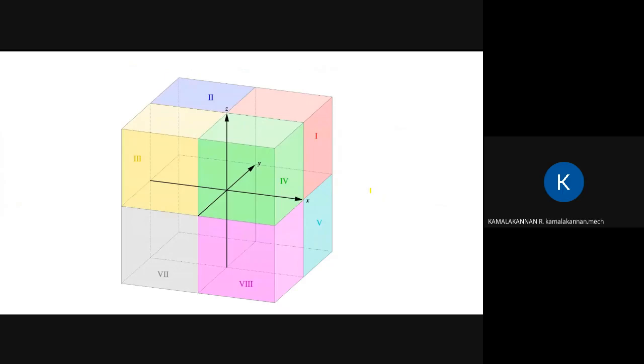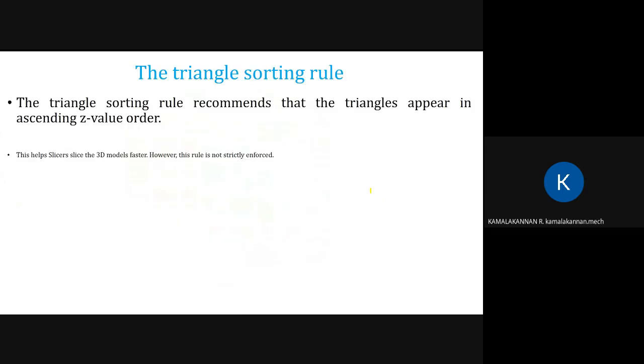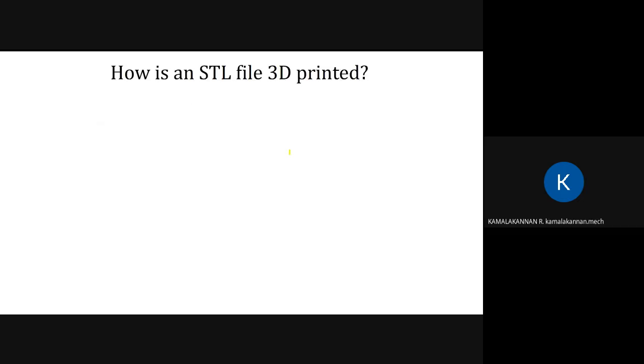Next one is the triangle sorting rule. See, for this triangle sorting rule, they have given us an ascending Z value order, but it is not forced to use. Not necessarily it is always used. Sometimes we can use it, but as a rule it is there, the triangle sorting rule, but not always are we following it here.